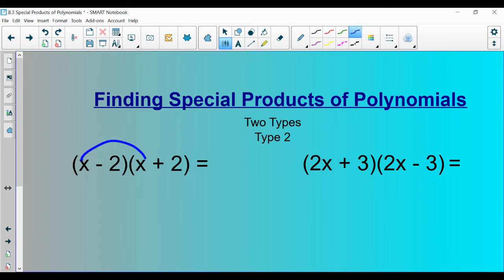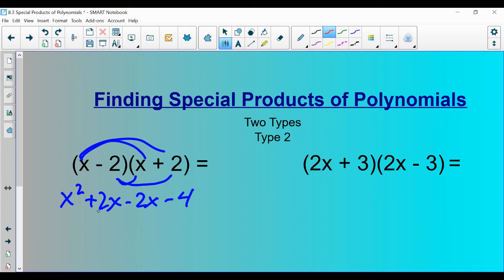When you FOIL this, x times x gives you x squared. Outside times outside, x times 2 is 2x. Inside times inside, negative 2 times x is negative 2x. And then last times last, negative 2 times positive 2 is negative 4.